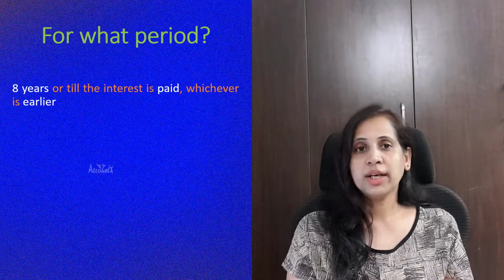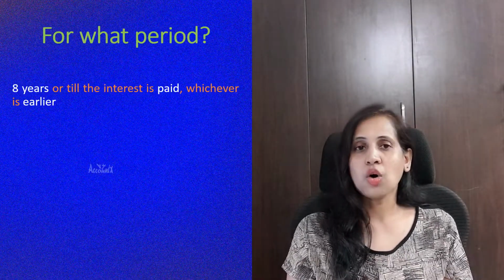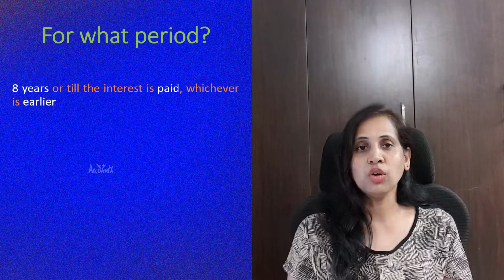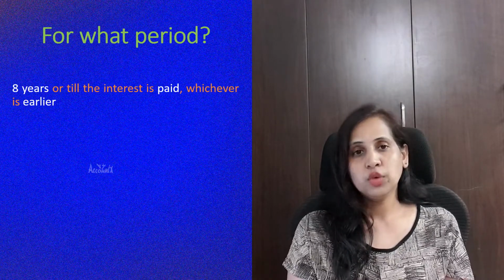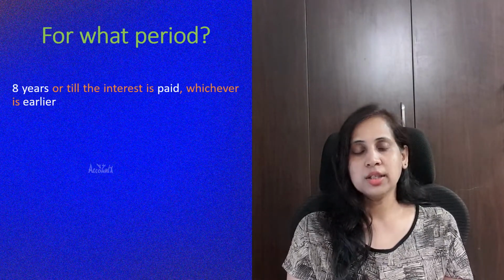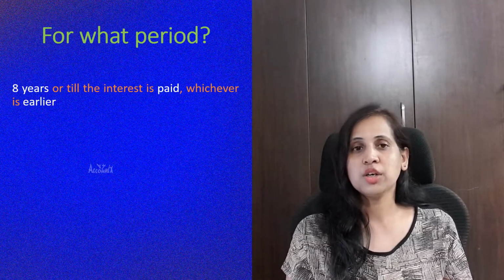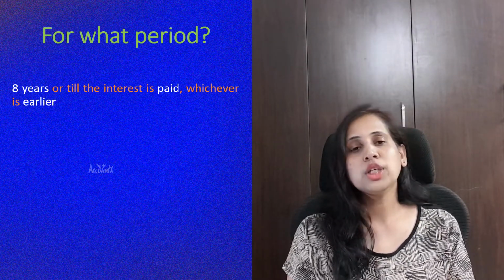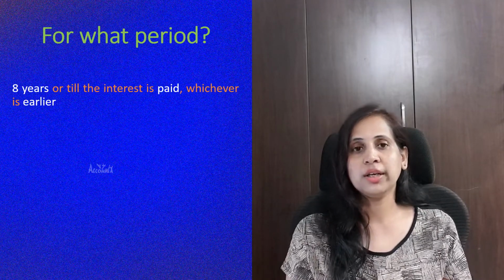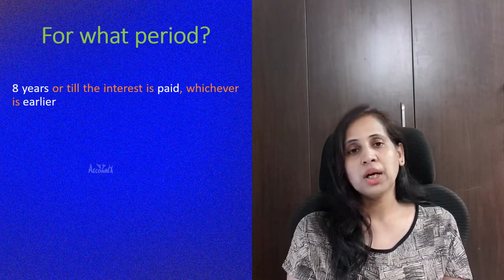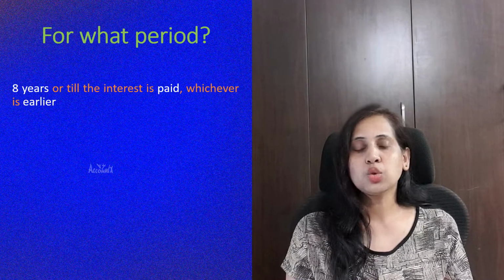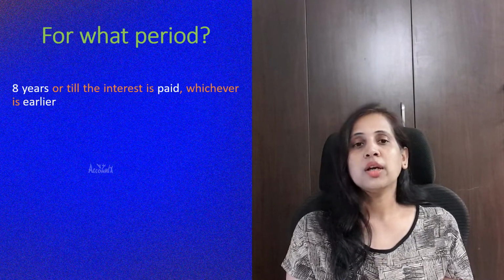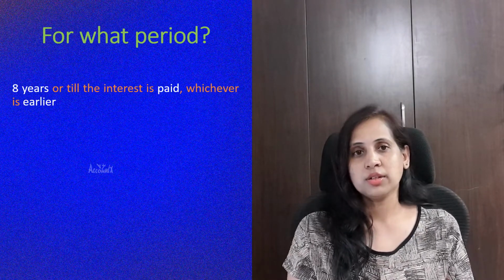Now let's understand for what period can you get this benefit. You can avail this deduction for 8 years or till the interest is paid in full, whichever is earlier. If you repay your loan in 8 years, then you can avail this deduction for the entire 8 years. If you repay your loan in 6 years, then you can avail deduction for 6 years. But if you take 10 years to repay your loan, you can avail deduction only for 8 years.